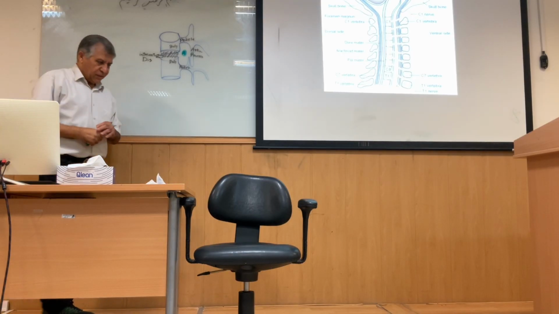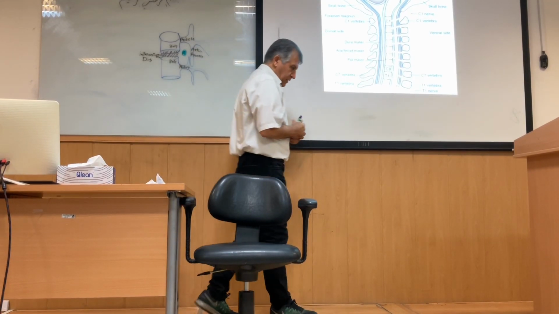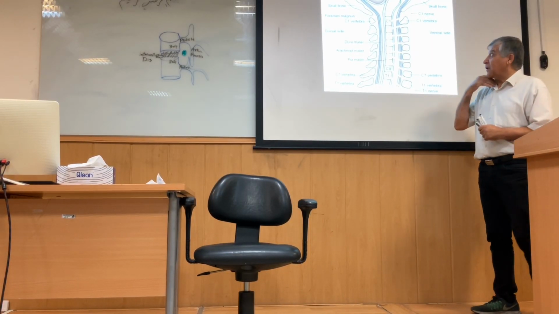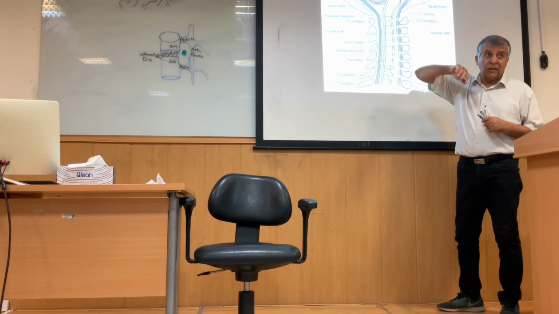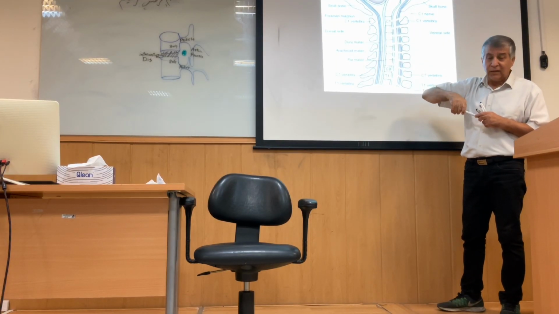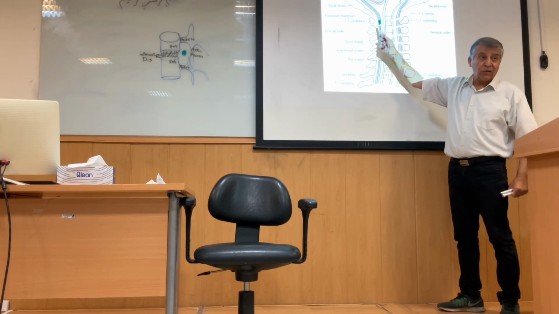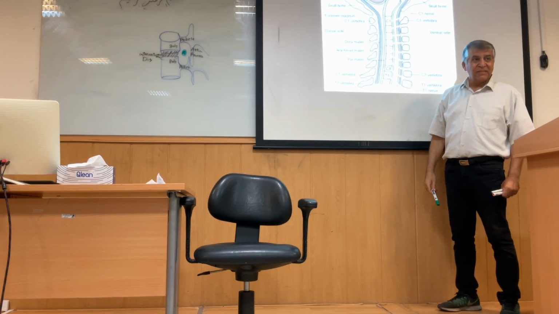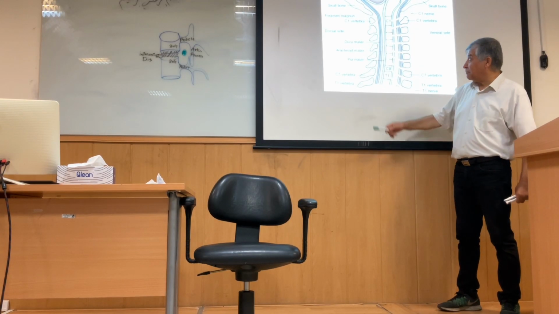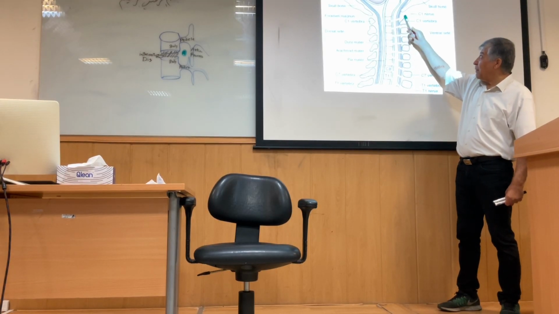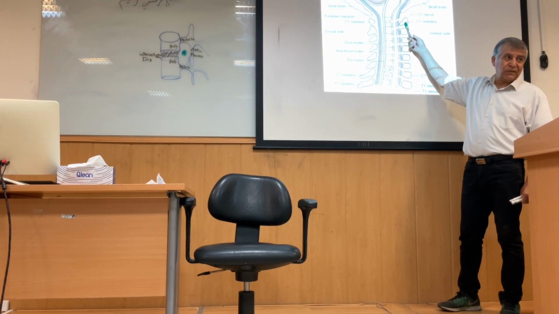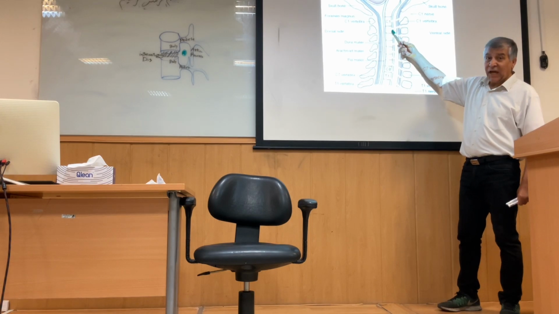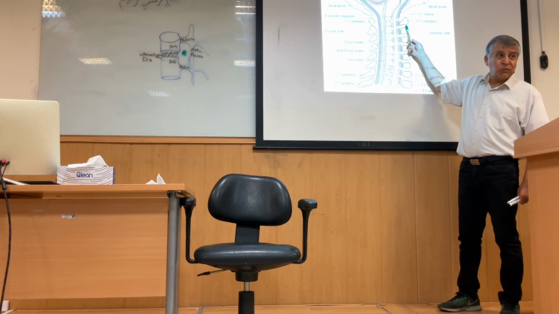In this figure, you learn the exit of the spinal nerves. Cervical spinal nerves exit above the same vertebral number. For example, C1 exits above the C1 vertebra. C2 exits above the C2 vertebra.